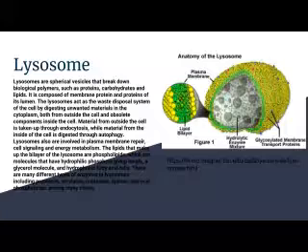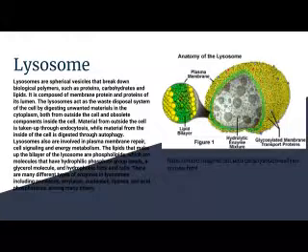Material from outside the cell is taken up through endocytosis, while material from inside of the cell is digested through autophagy. Lysosomes also are involved in plasma membrane repair, cell signaling, and energy metabolism. The lipids that make up the bilayer of the lysosome are phospholipids, which are molecules that have hydrophilic phosphate group heads, a glycerol molecule, and hydrophobic fatty tails.